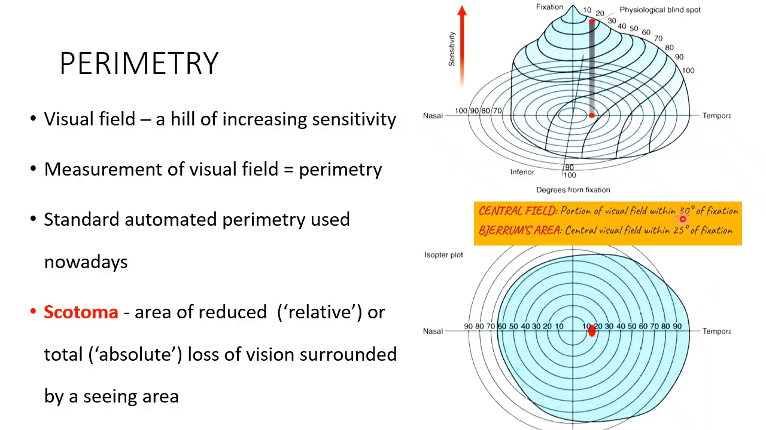Central field, portion of the visual field within 30 degrees of fixation is known as the central field when it comes to perimetry. And there is a special area known as Jerum's area that is within 25 degrees of fixation. So you see this area. So 25 degrees of fixation. This area that you see, between your 20 to 30 degrees, this is actually your Jerum's area. This is the area where you will find most of your glaucomatous field defects. So let us just look at the normal field and some other fields now.